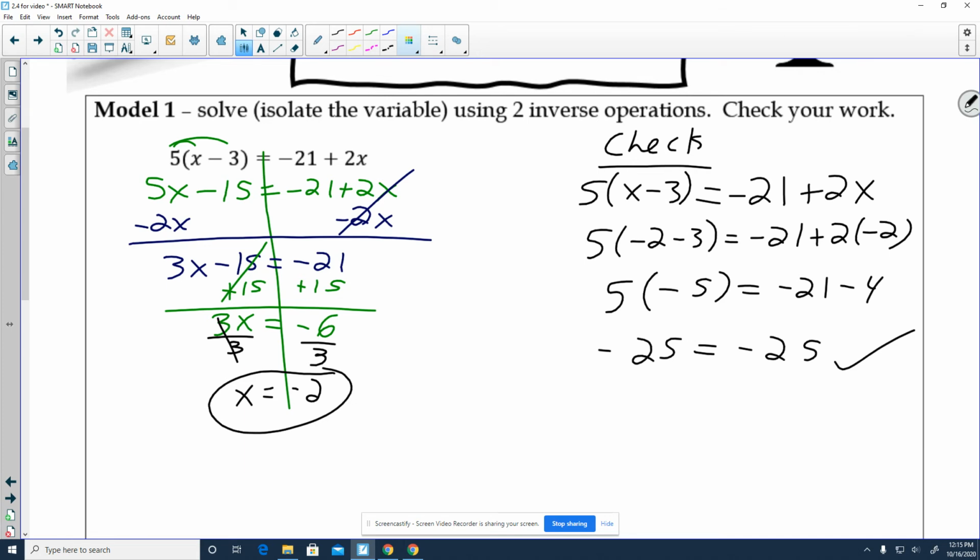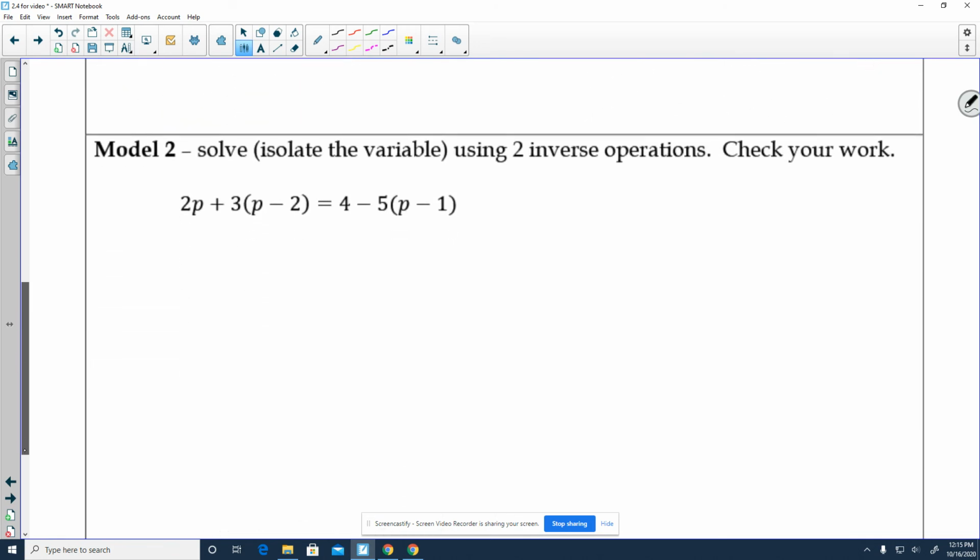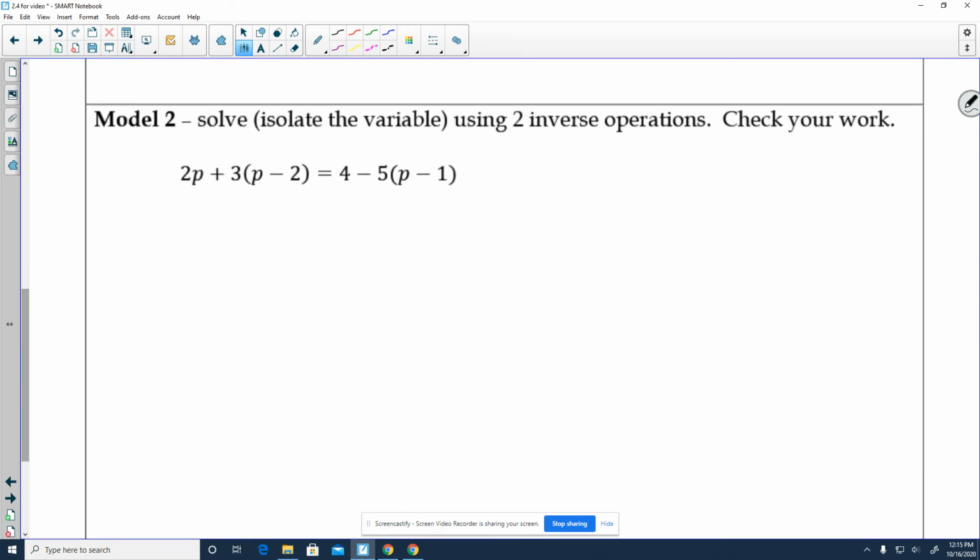All right? So that's model number 1. We're pretty much doing the same thing we've been doing all year. We're just adding everything together to solve more complicated problems. Okay? One more example we'll do together. 2p plus 3 times (p minus 2) equals 4 minus 5 times (p minus 1).